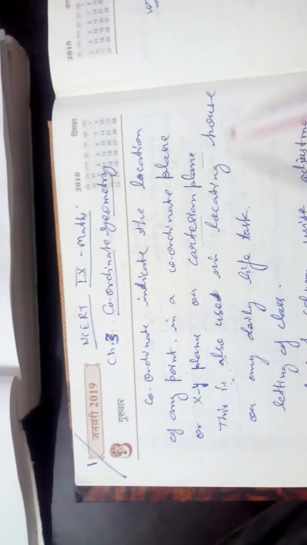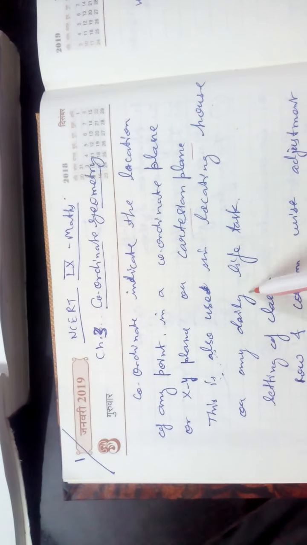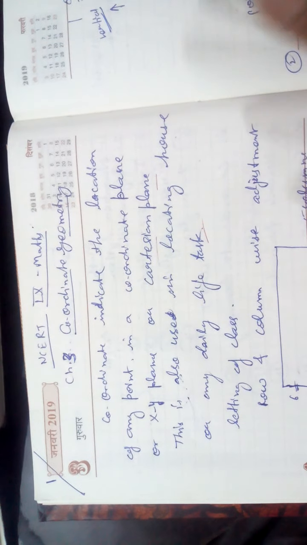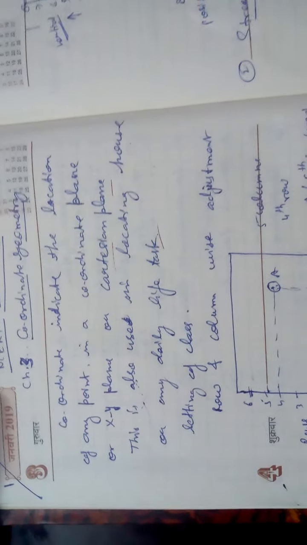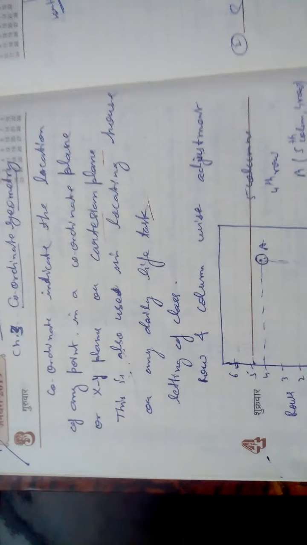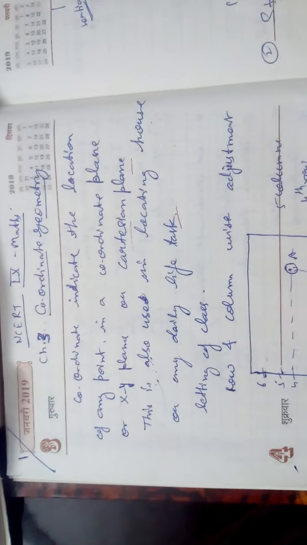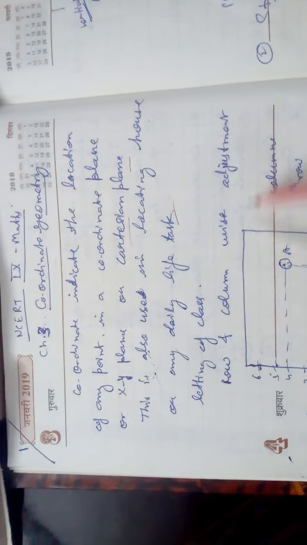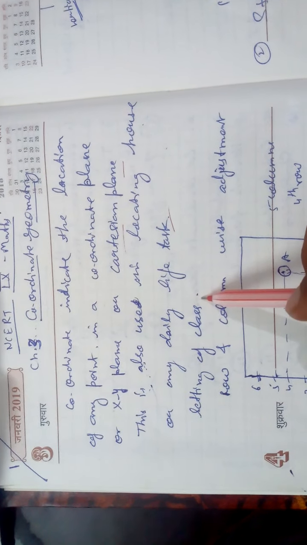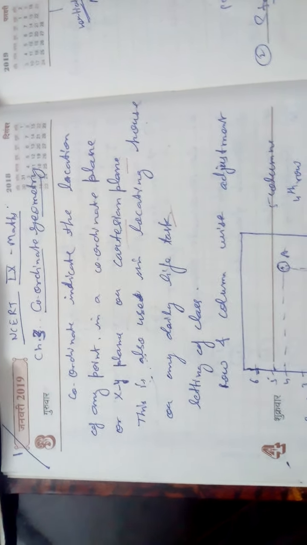This is also used in locating a house or in any daily life task. You can use it for the location of a house in your street, a post office, or bus stations. In graph papers, it is indicated with the help of coordinate geometry. In big colonies, there are many streets numbered 1, 2, 3, and all these are located by this. It is also used for row and column wise adjustment, such as setting up a class.